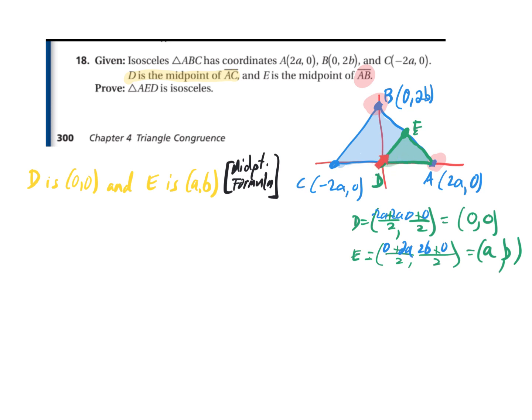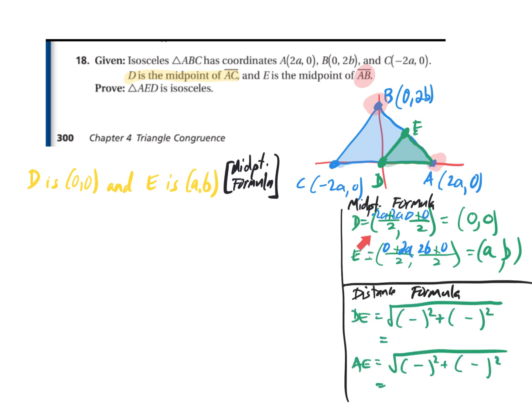We'll show that segment DE is congruent to segment AE. And how are we going to do that? Well, we show that segments are congruent by showing that their lengths are the same. The length of this segment is the distance from D to E, and the length of this segment is the distance from E to A. So we will use the distance formula.